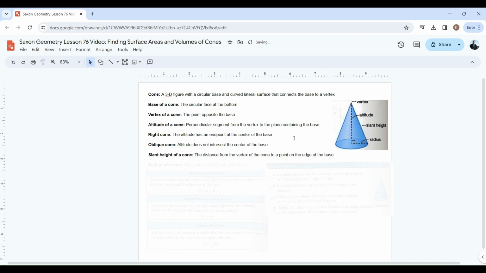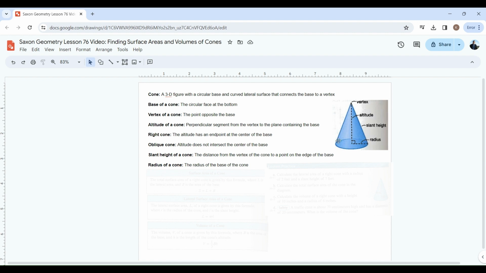Slant height is exactly like slant height we learned in the past. There's a good way to define it here: the distance from the vertex to a point on the edge of the base. Okay, so we're going along this outer surface here, slanting down to the base. And then lastly, the radius of the cone is the radius of the circular base of the cone.